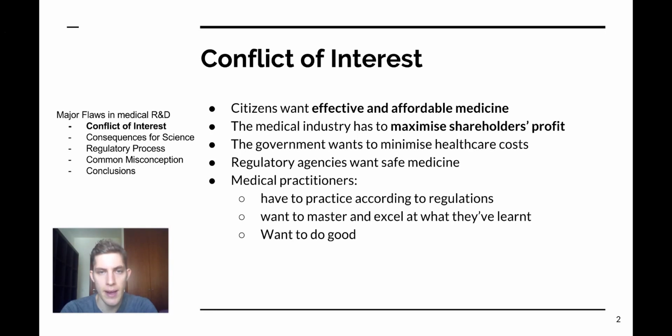I have again listed here the interests of the different stakeholders in medicine. So I think it's clear that citizens want effective and affordable medicine. Then second, I think it's clear to everyone that companies want to maximize shareholders' profit. Then government wants to minimize healthcare costs. Regulatory agencies such as the FDA, the American Food and Drug Administration, want safe medicine.